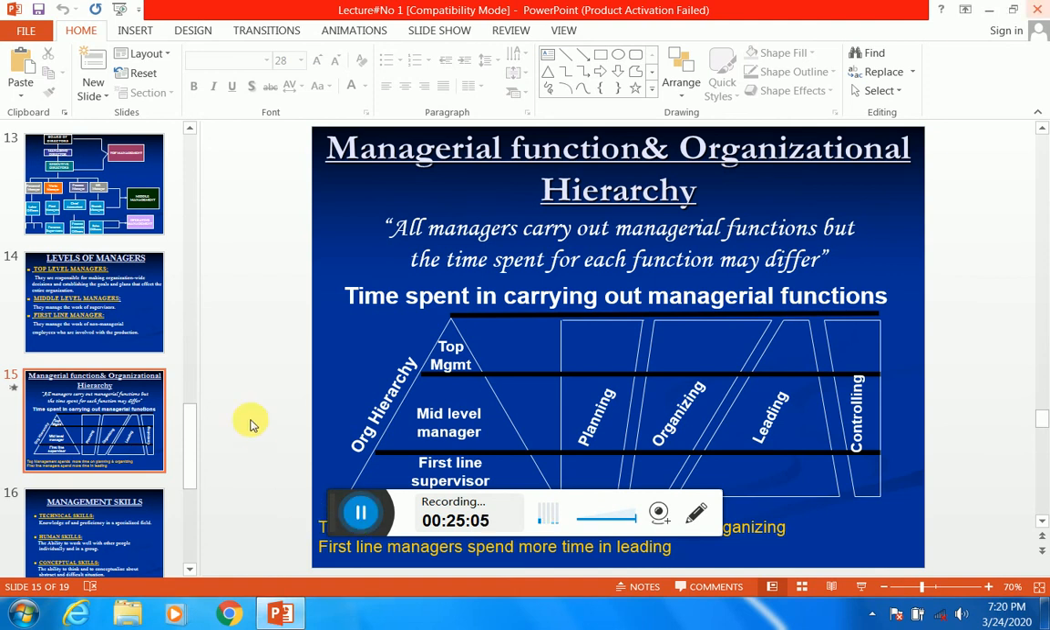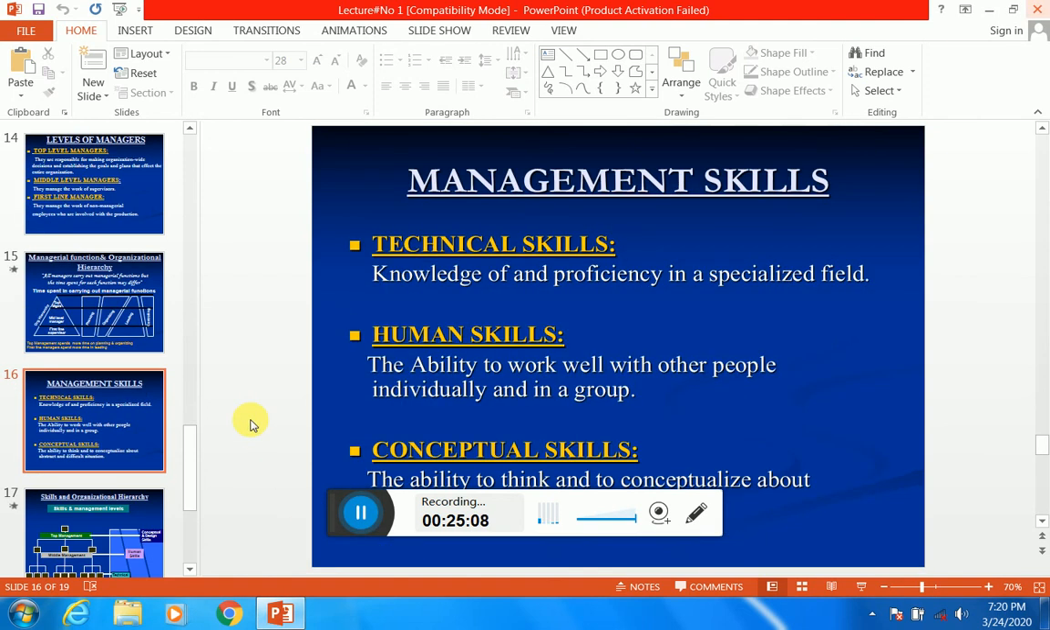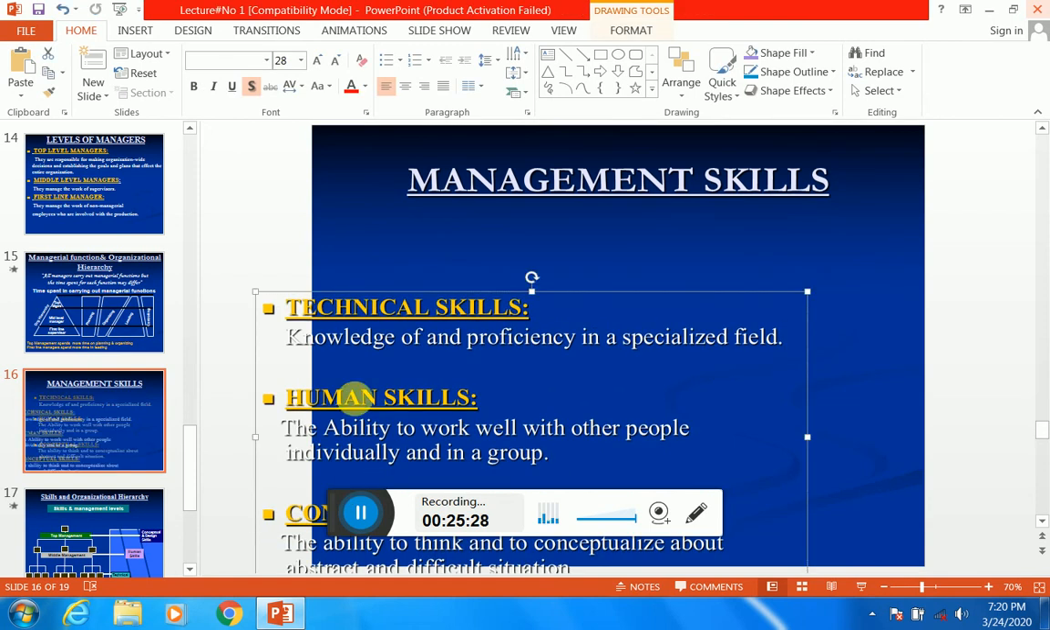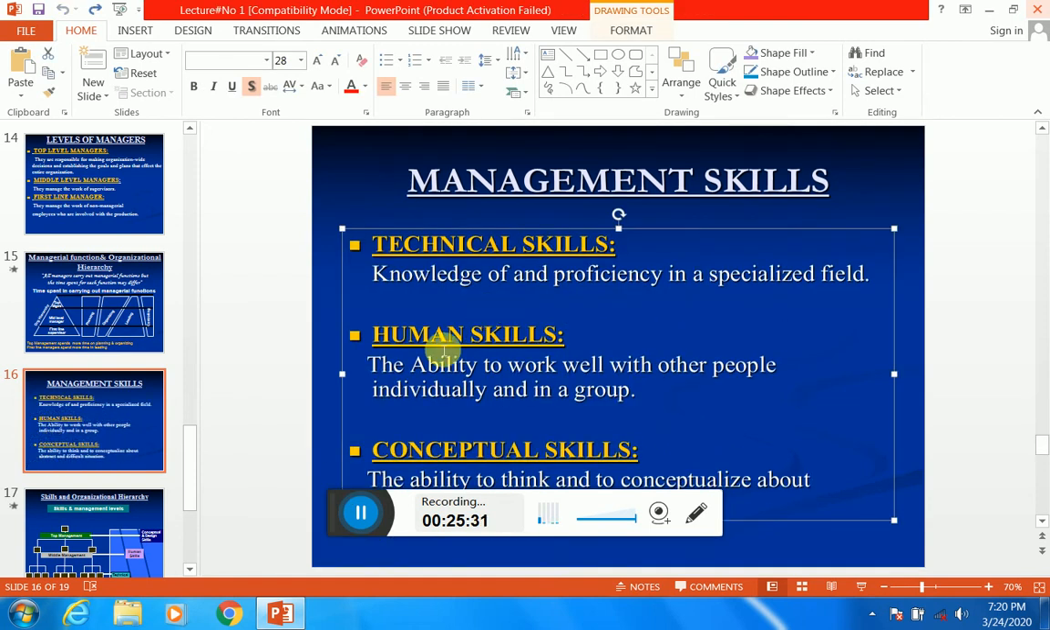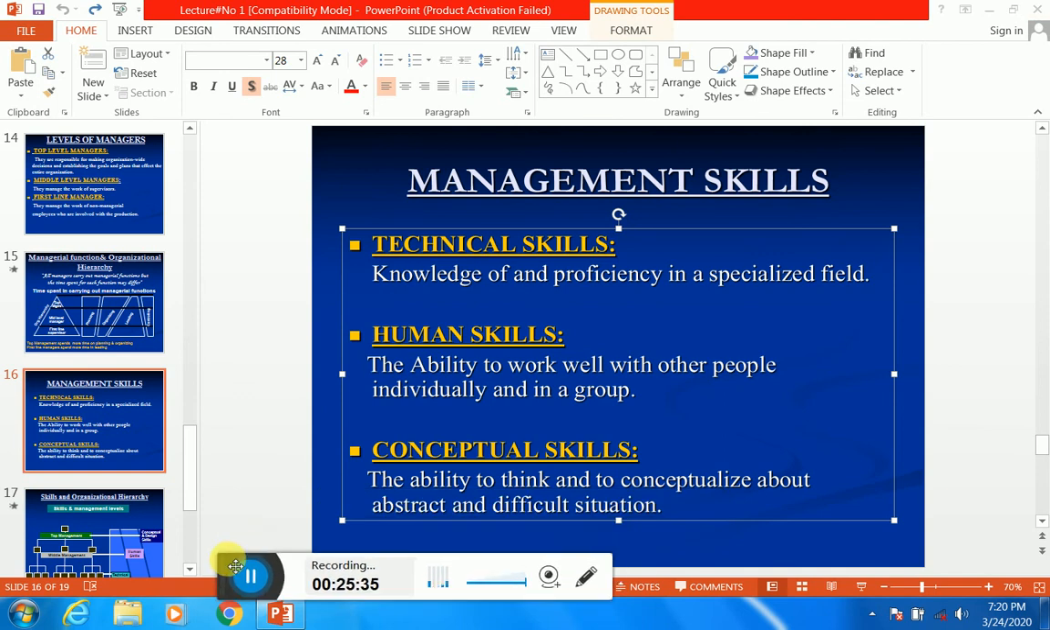Students, now we will move to the next slide, and the heading of the slide is management skills. Skills are basically the competencies required by the managers to carry out the managerial functions. There are so many skills. Categorically, these are categorized into three levels. Number one is technical skill, second is human skill, and the last is conceptual skill.